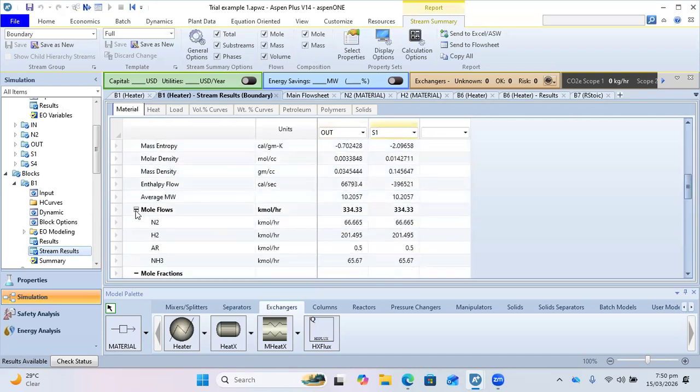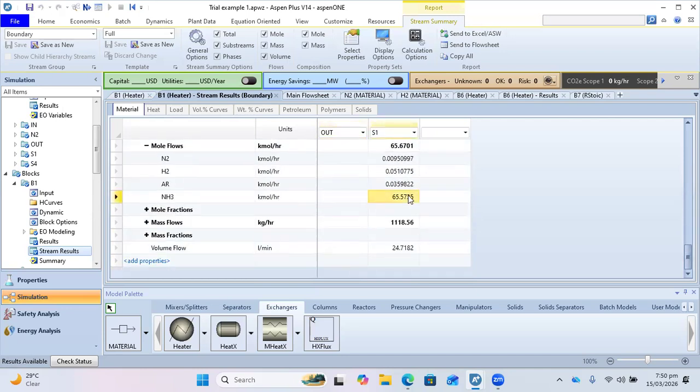We started with about 65.67 kilomole per hour of ammonia. And in the liquid, we've been able to remove about 65.57. So that's very significant. Okay, so I hope we get the idea behind the vapor fraction, liquid fraction stuff.